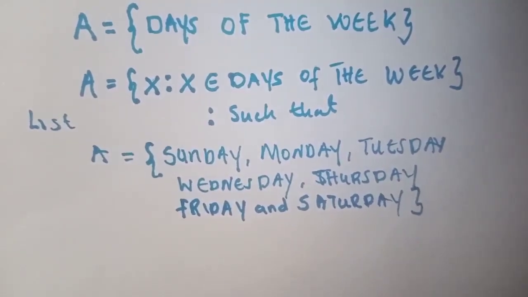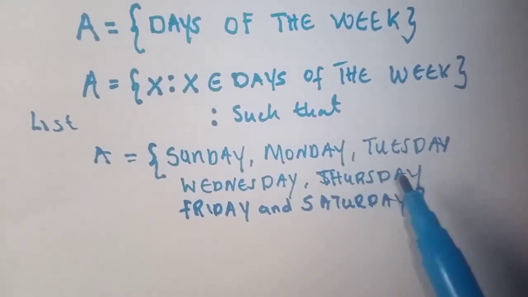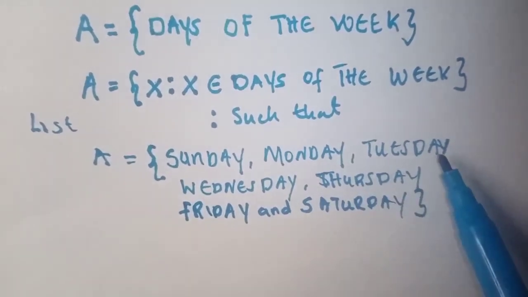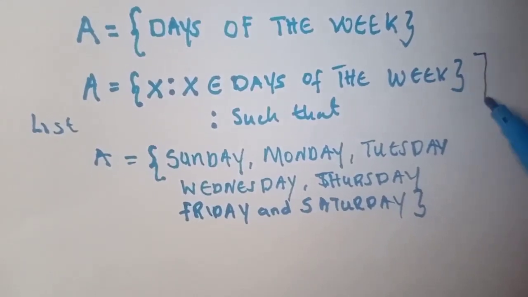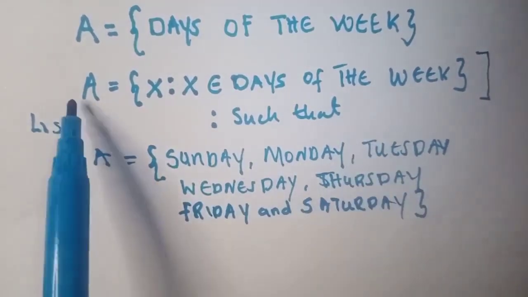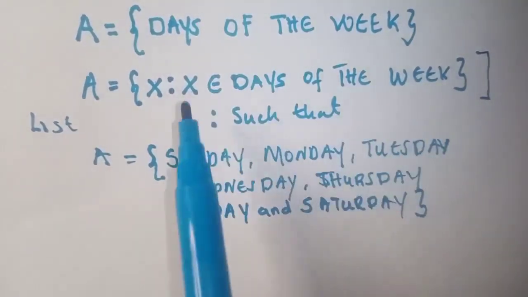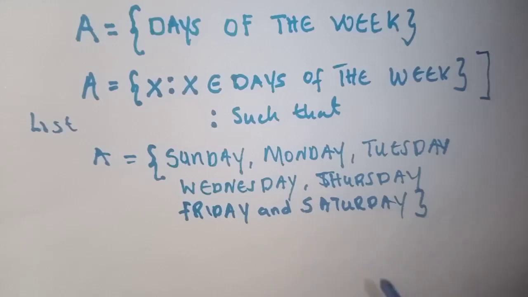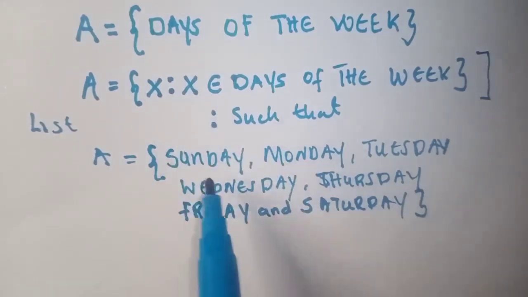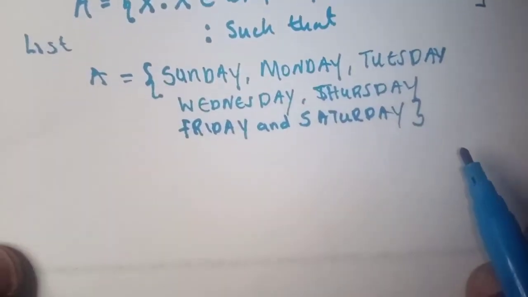So this is called listing, and this one is called the set notation. Both are sets. This one we've listed, this one we've used set notation. Set notation is important when you don't want to list like this, because listing can take a lot of time. Let's look at another example.